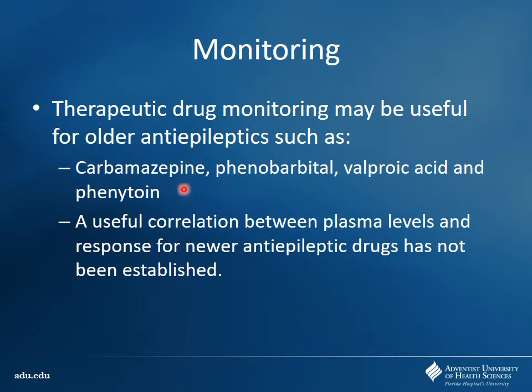I mentioned therapeutic drug monitoring for a couple of these drugs. Again, a lot of the other ones, as I mentioned, don't have a good correlation between the drug level and what the actual therapeutic range is going to be. So that's why we don't really like to order them that often.